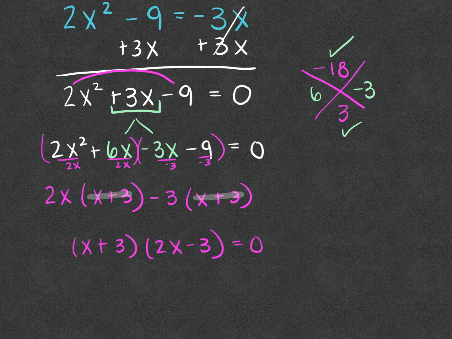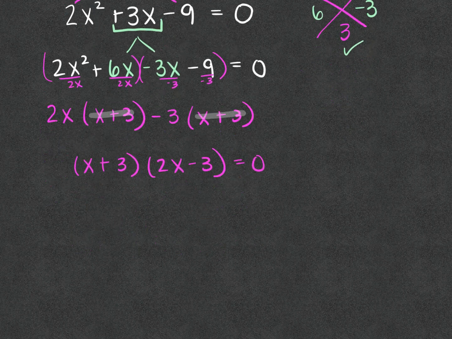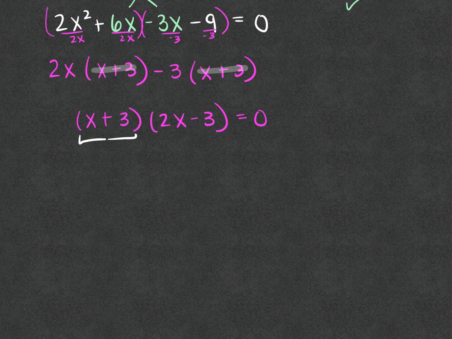And we'll set that to 0. So more work up front with your factoring, but same process. Get it to one side, factor it, and now we're going to take both of these and set them to 0. So x plus 3 equals 0, 2x minus 3 equals 0.